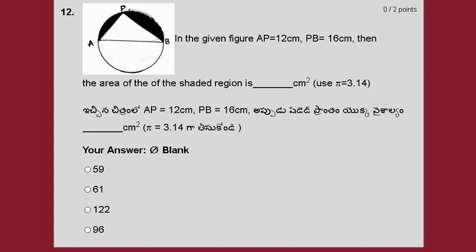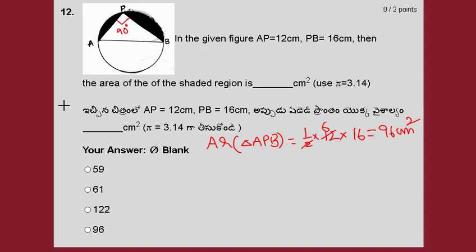Triangle APB is in a semicircle, so the angle at P will be equal to 90 degrees. So this is a right triangle. That is why area of triangle APB is equal to half times base times height. Base, we can take as AP, that is 12 centimeters, and height we can take as PB, that is 16. If we calculate this, 6 times 16 is 96 centimeter square.